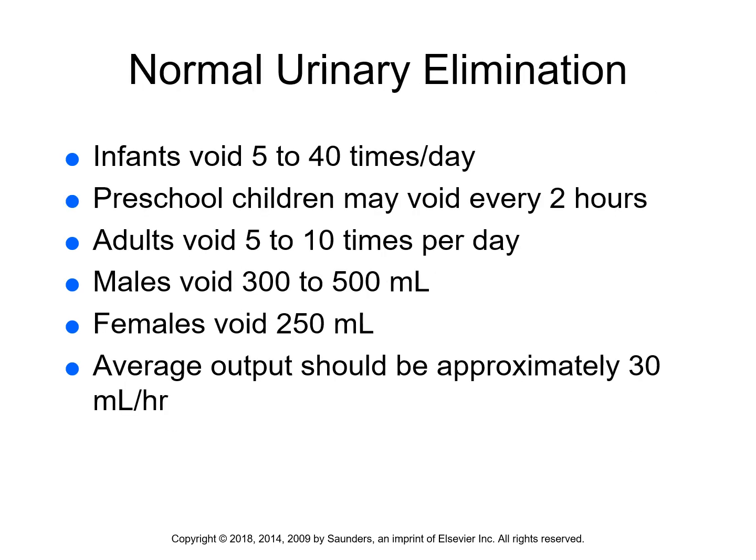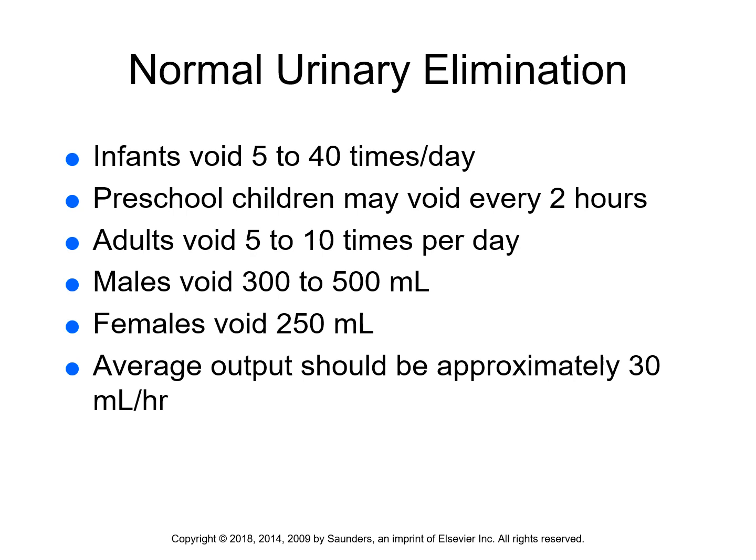So this is an interesting slide. Normal urinary elimination. Infants void 5 to 40 times a day. Just depends. Remember, change that diaper, change that diaper. They have no control. Preschool children may void every 2 hours. Adults void 5 to 10 times per day. Males will void about 300 to 500 mLs and females about 250. Average output should be approximately 30 milliliters an hour.